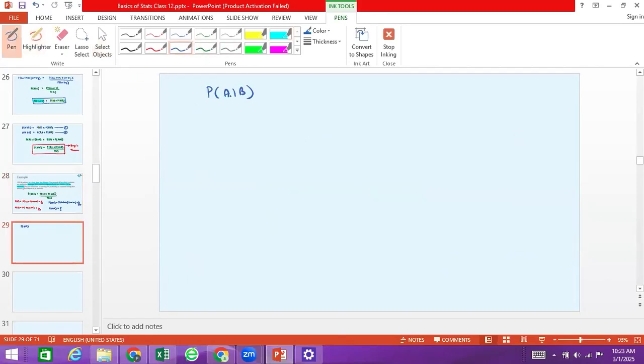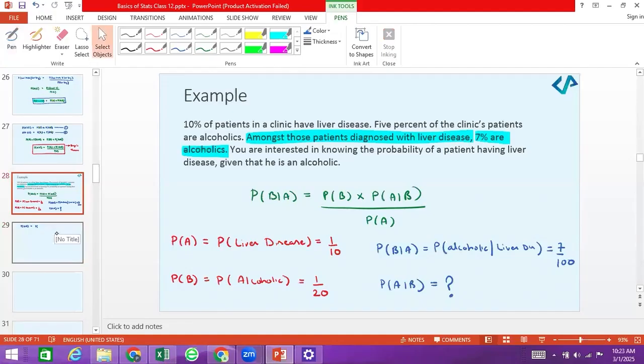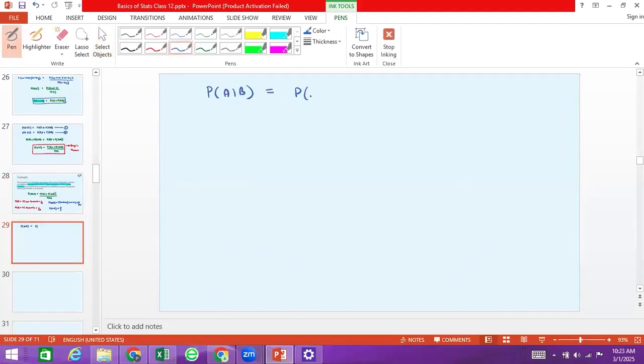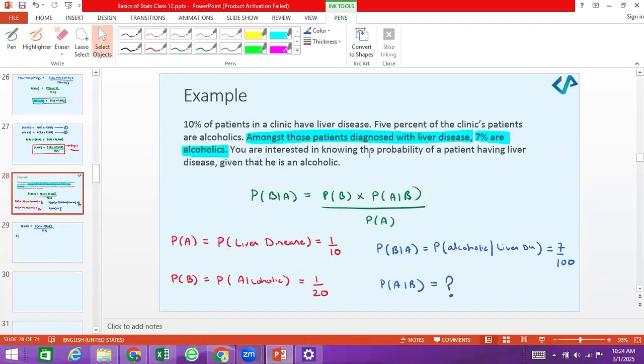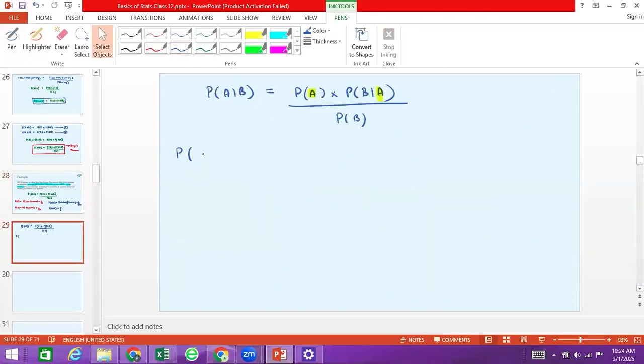Okay. So probability of A given B will be probability of A multiplied by probability of B given A, right? The same letter should be outside, and divided by probability of B. Okay. Now, this is the same as the probability of what we want to know: having a liver disease given that he is alcoholic.